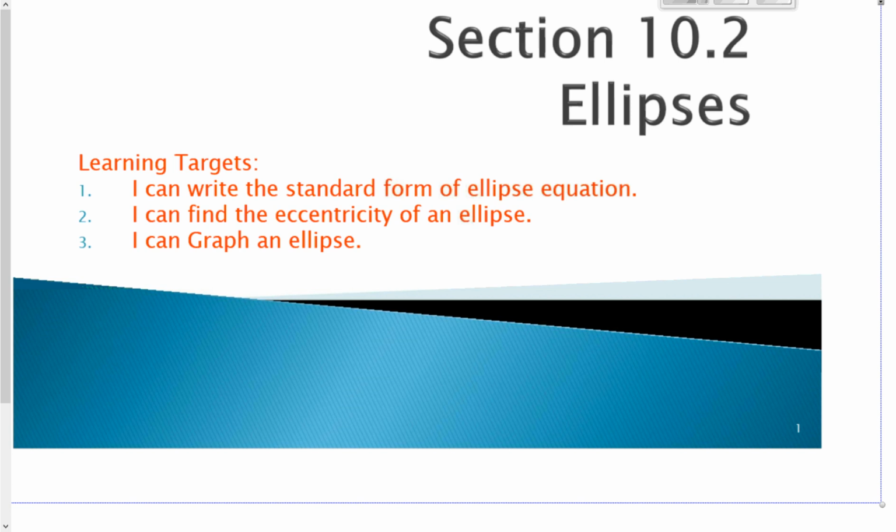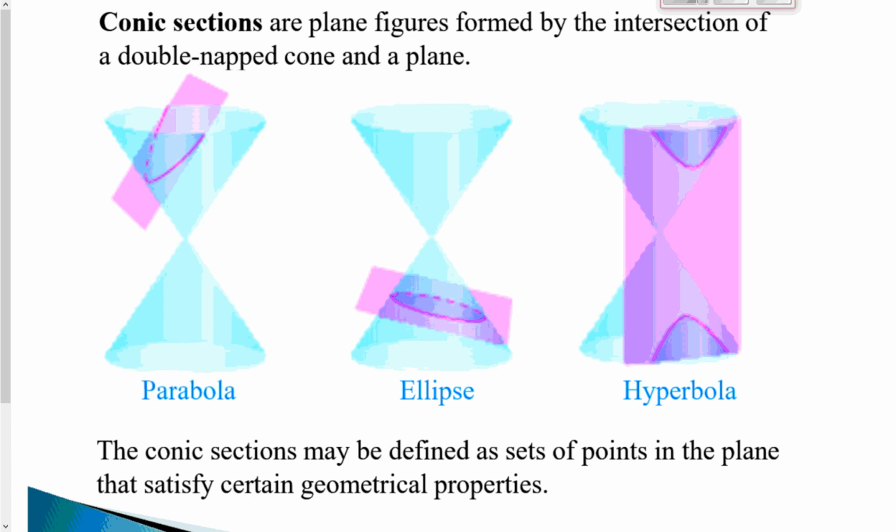Okay, so we're moving on to more conics. We had circles, and now we're going to deal with ellipses. We're going to write them in standard form of the equation, find the eccentricity, that is the measure of the ovalness of our ellipse, and then we're going to graph the ellipse.